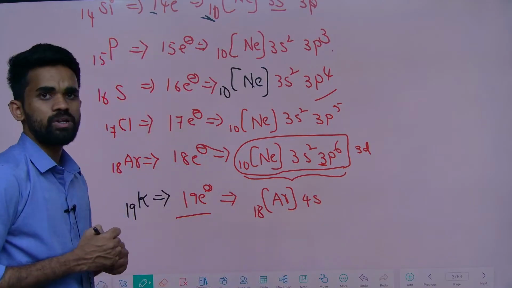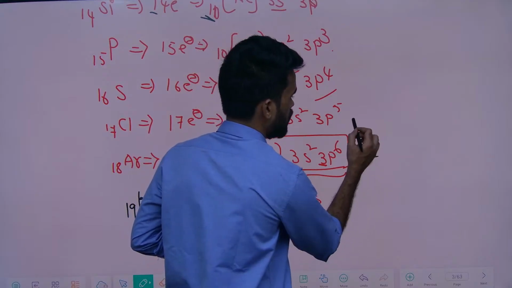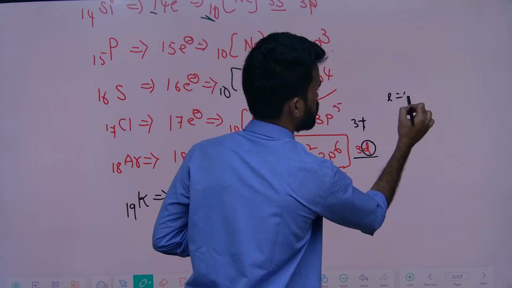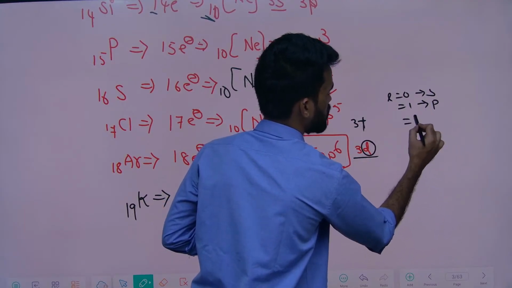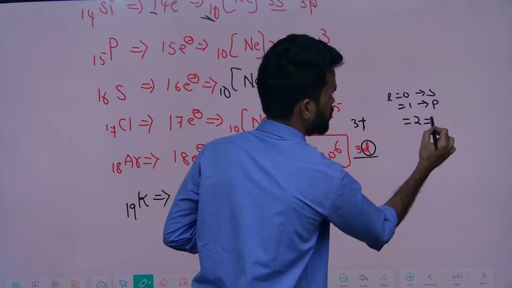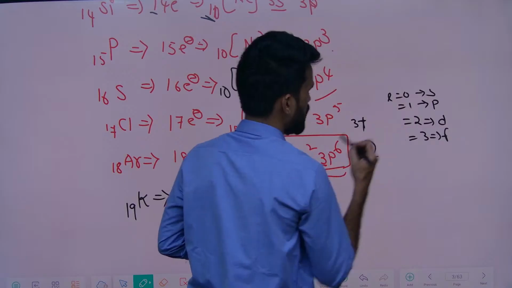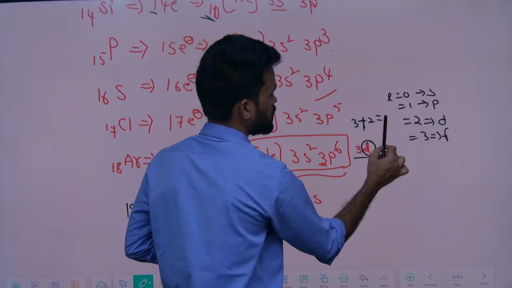Okay, why 4s? When we are writing this n and l values, n value is 3 you are saying. So for d, see, if l equals 0, that is s. L equals 1 means you are saying it as p. L equals 2 means this is a subshell number, na? 2 means it is d. L equals 3 means you are saying it as f. Okay, so now take 3 plus d, d means how much? 2. So this is 5.